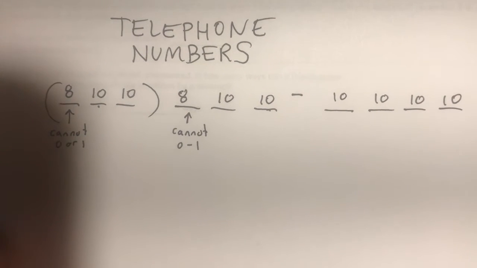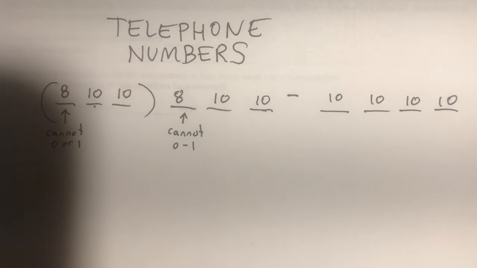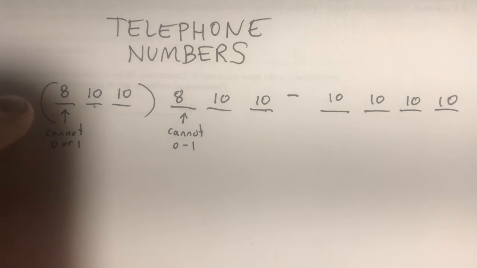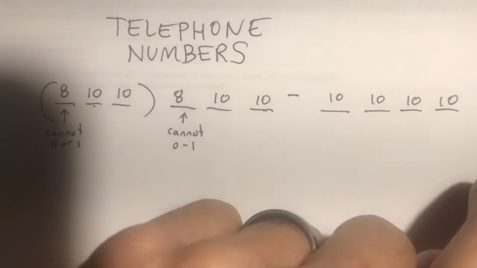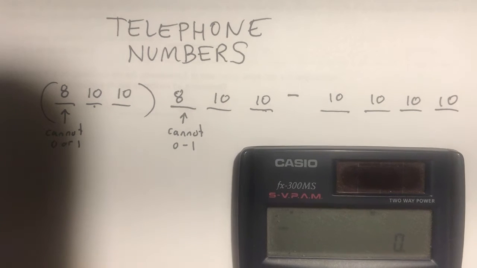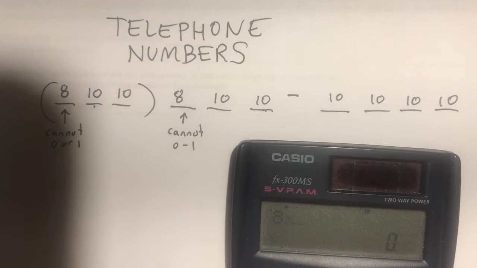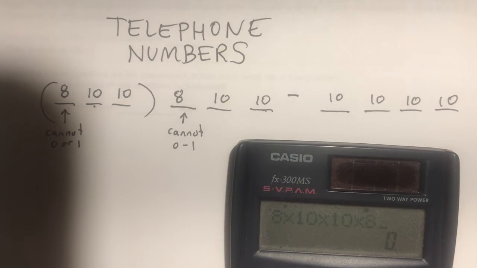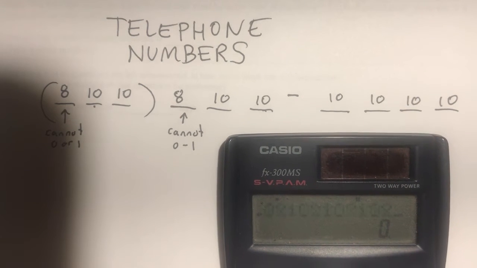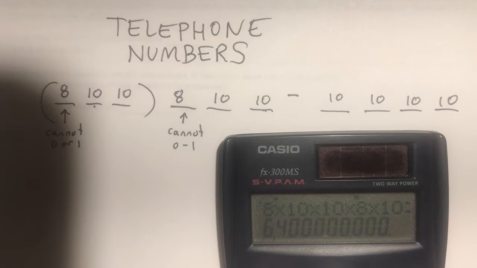Okay, let's get it all on the screen. So now, how many total possible numbers can we have? I just multiply these, because for this event there are 8 possibilities, and for this event there are 10 possibilities in each one of those. So how many total ways? We multiply those up. 8 times 10 times 10 times 8 times 10, which is, look at that, 6,400,000,000.